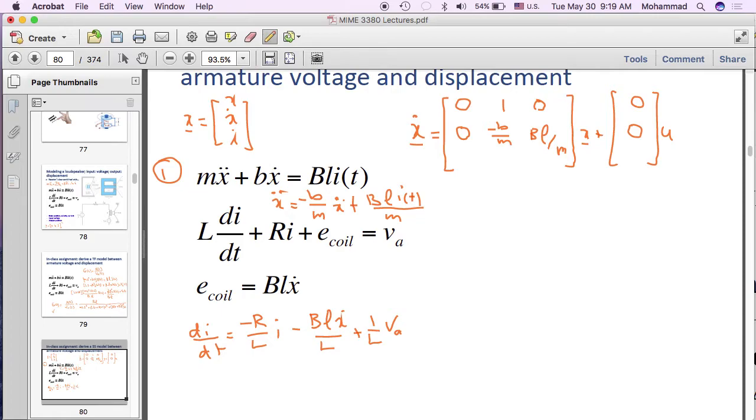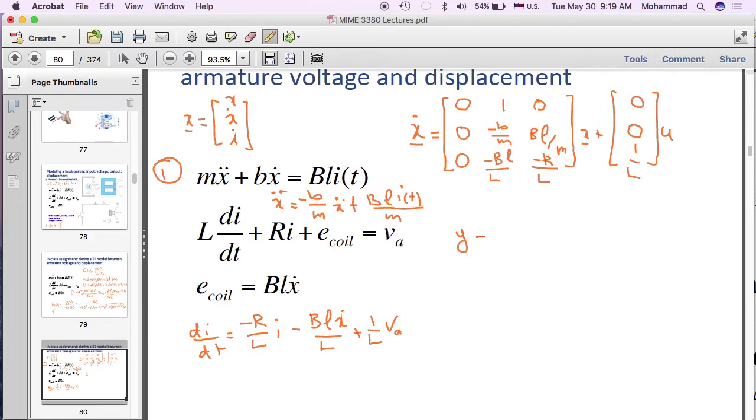So the I dot has no x in it. So again, this is 0. For x dot, we have minus BL over capital L. For I, we have minus R over L. And for V, we have 1 over L. So we have now both A and B matrices. And depending on what we want to do, the C matrix will be defined.